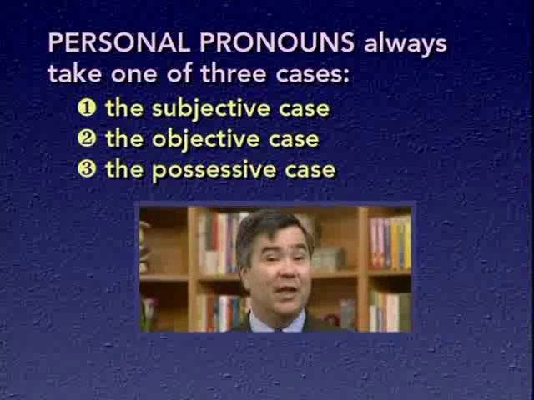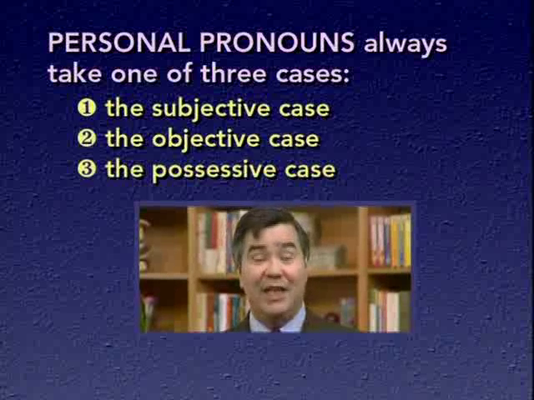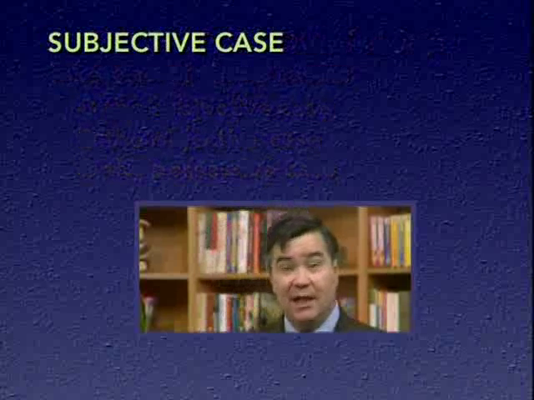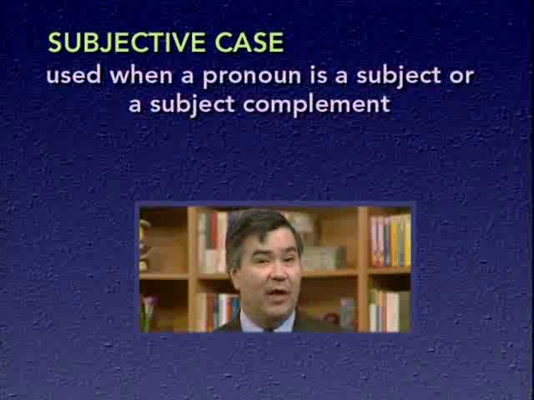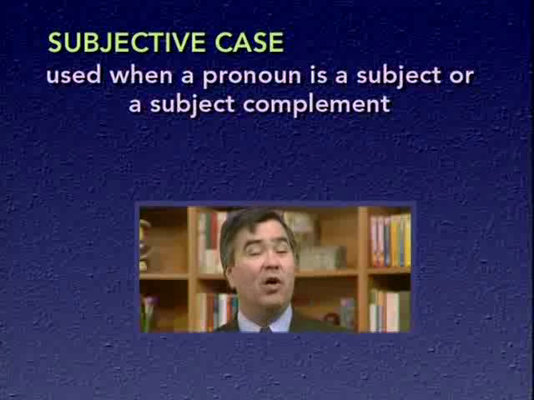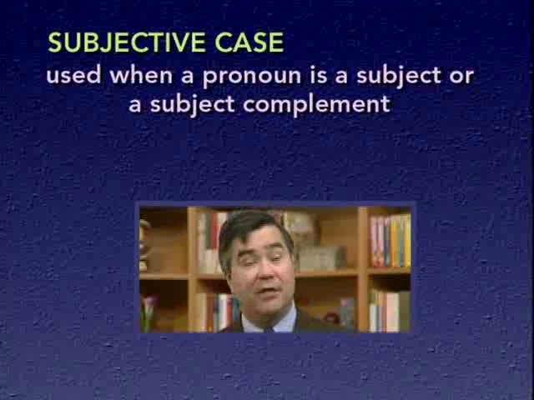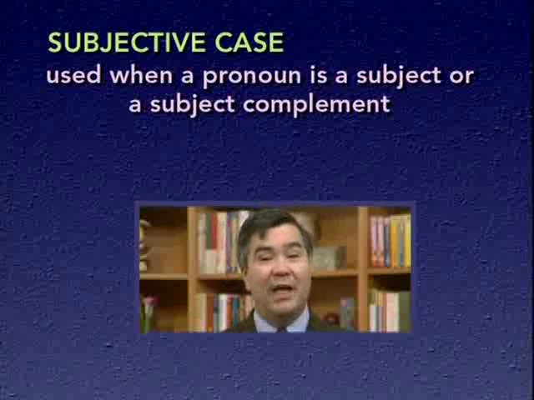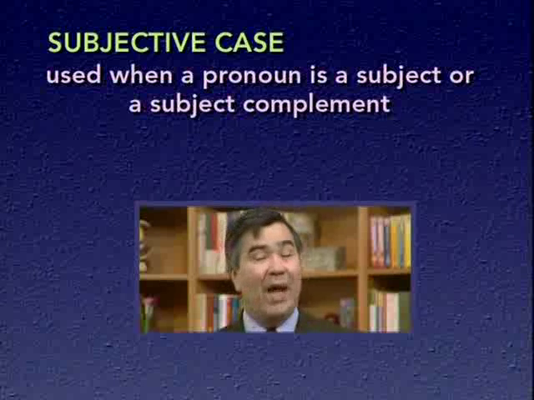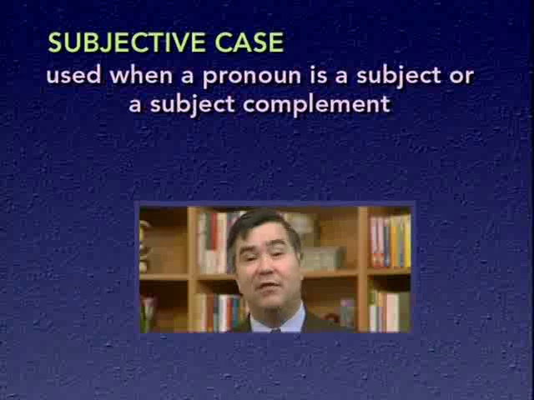Let's take a moment to look at each of these cases and explain exactly how and when they should be used in an English sentence. First, the subjective case. The subjective case is used when the pronoun is a subject or a subject complement. As you recall, the most important word in any sentence is the verb. Now, the subject of the verb is the person, place, thing, or idea that does the action of the verb. Now, when a pronoun is the subject of the verb, it should always be in the subjective case.